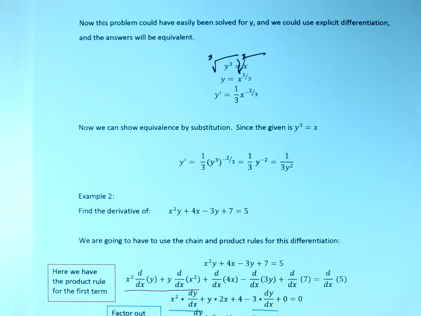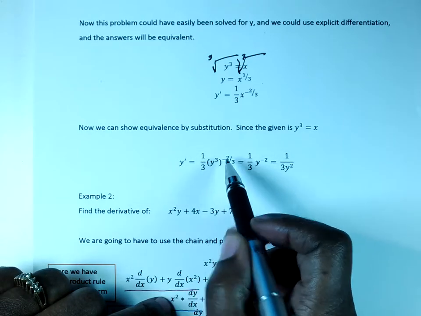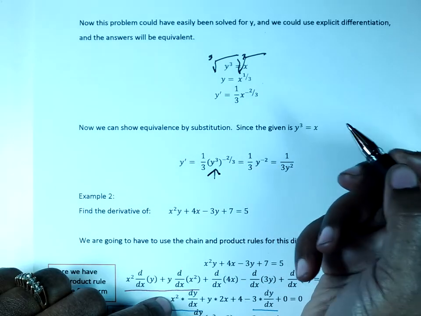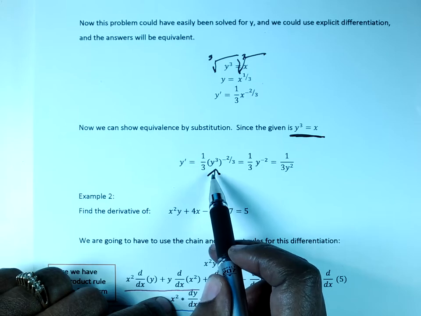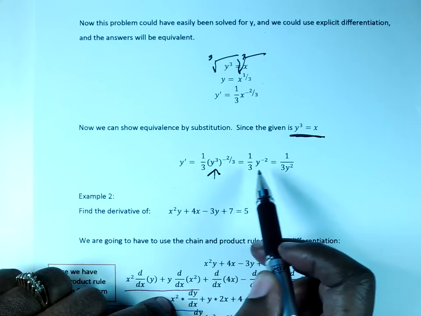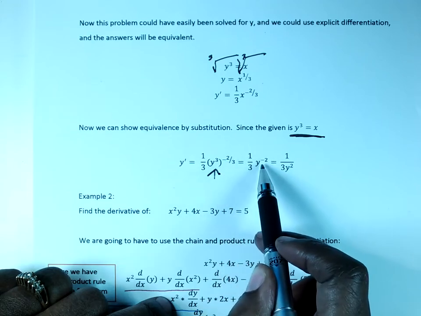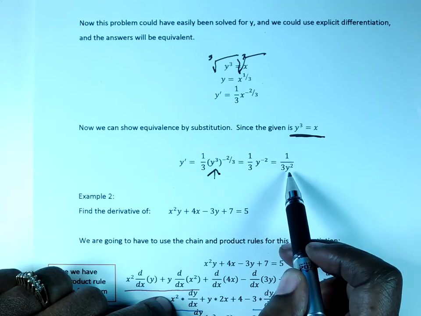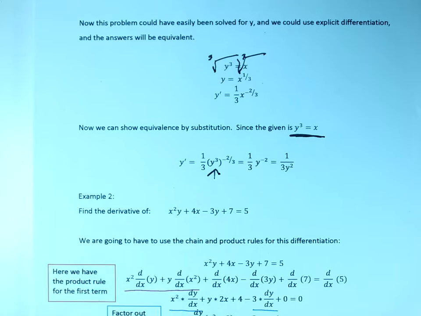And I want to show you, even though they look very different, they are equivalent. So I have 1/3 x to the negative 2/3. If you go back to the original problem, y cubed was equal to x. So where I see that x, I'm plugging in y cubed. Multiply these two exponents. So 3 times negative 2/3 gives me y to the negative 2. And then bring that down, and we get 1 over 3y squared, which is exactly what we got for the other derivative.